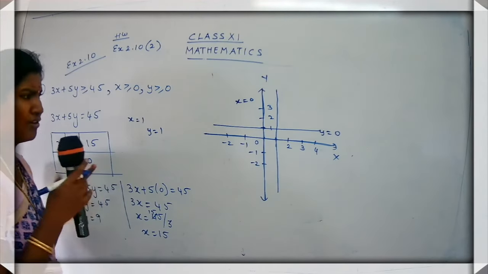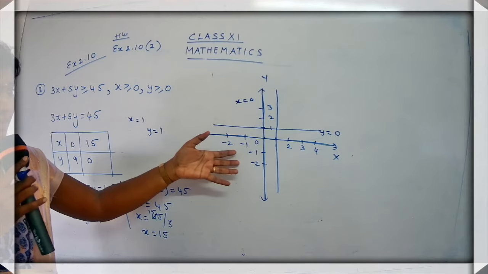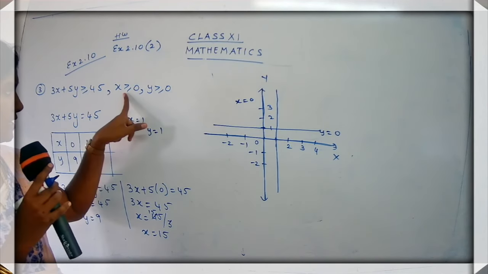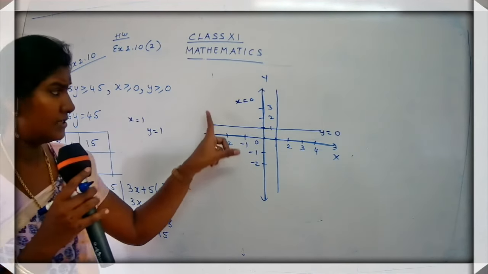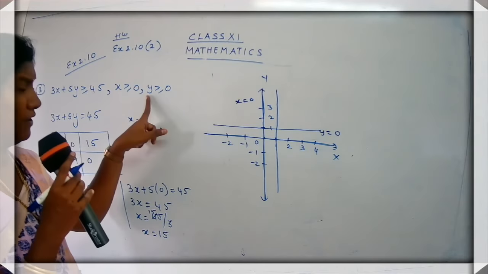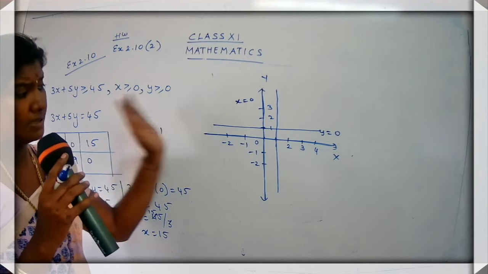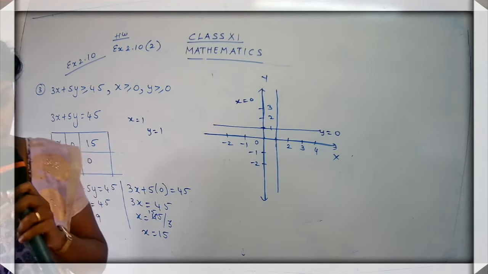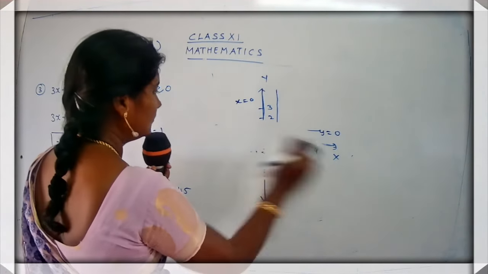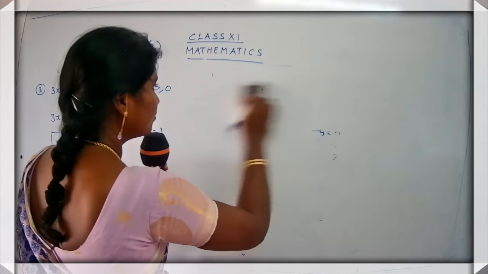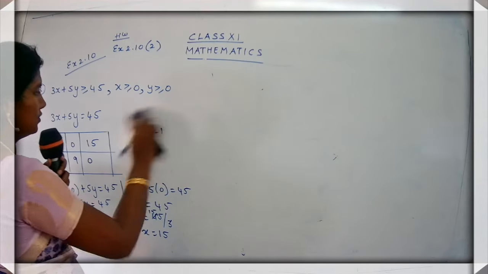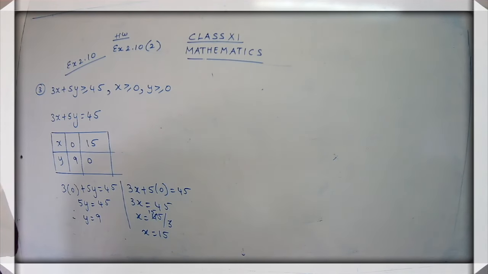Okay children, we have already seen this type of graphs, yes? So just see. x is equal to 0 means it is a y-axis, and when y is equal to 0, it is an x-axis. Getting my point? Okay, let's do the work. So no need to draw a table for x is equal to 0 and y is equal to 0. We are going to plot it directly.